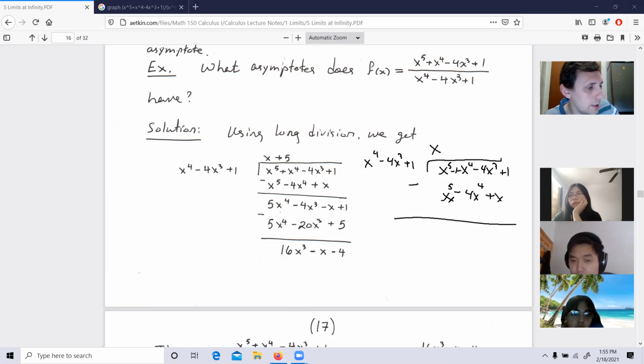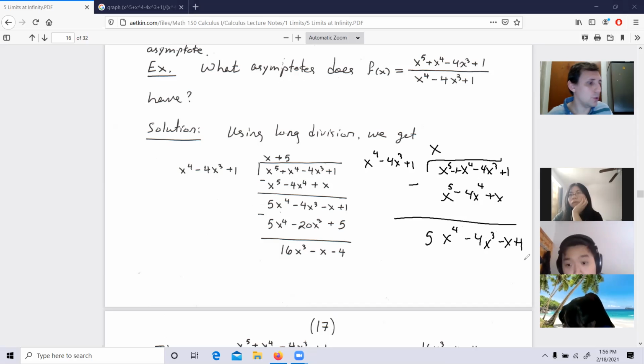The goal was, look at it, I now removed x to the 5. So now what do I have? I have x to the 4 minus, minus 4x to the 4th. So I have 5x to the power of 4. Oh, sorry, 5. X to the power of 4. Yes? And then minus 4x cubed minus x plus 1. Do you see how I got it? Everybody understood how I did it?